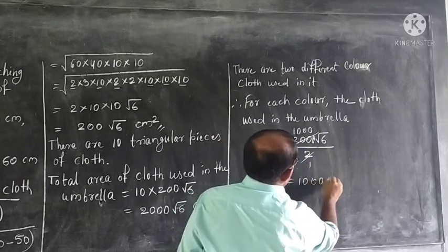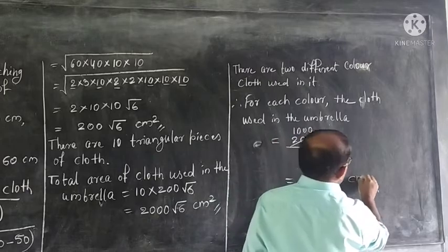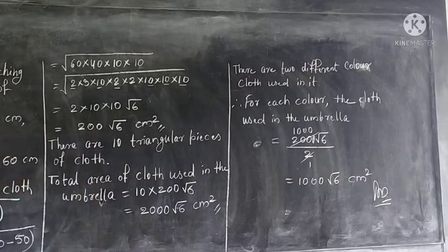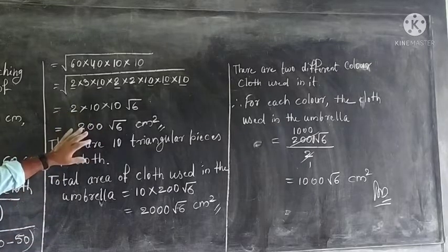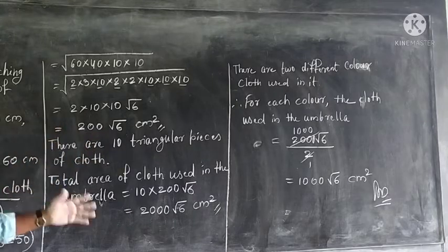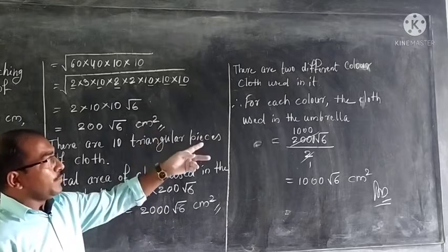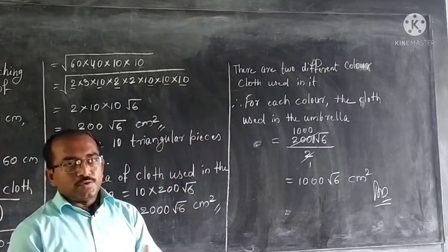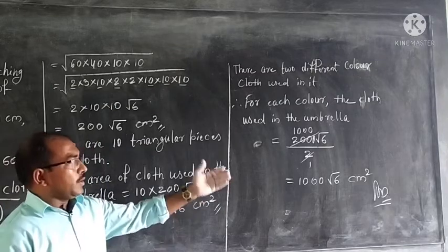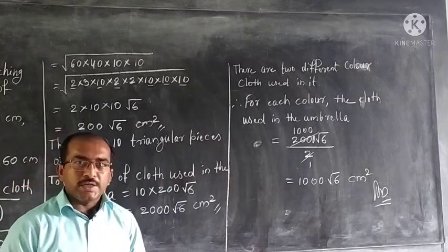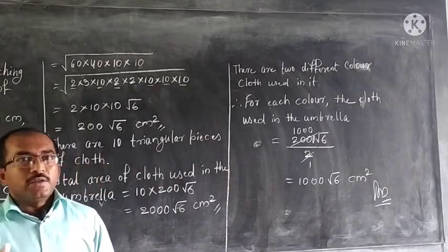Each color cloth used in the umbrella is 1000 root 6 centimeter square. Once more, there are 10 pieces of cloth in 2 different colors. We found the semi perimeter and calculated the area of one triangular piece, that is 200 root 6. There are 10 pieces, so 10 into 200 root 6 is 2000 root 6 centimeter square, and 2 different colors are there. For each color it will surely be half and half. So we divided the total area of cloth by 2, and each color cloth used in the umbrella is 1000 root 6 centimeter square. Let us see the next question.